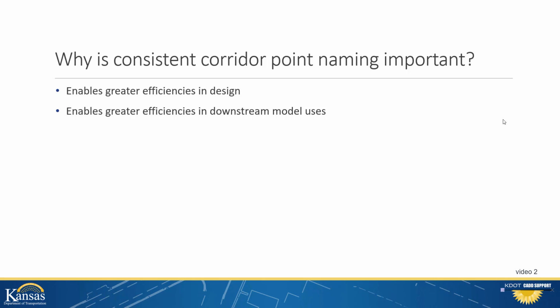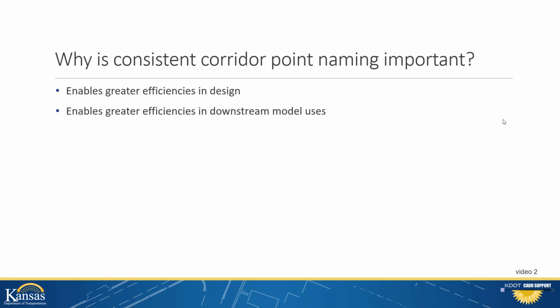Specifically with corridor point naming though, there's another really good reason to make consistency a design goal. It has to do with downstream use of our design models and what contractors are wanting to do with them. One of the most important features of the design models that we can produce out of ORD, most important to contractors anyway, is the linear features that come out of our corridor designs.